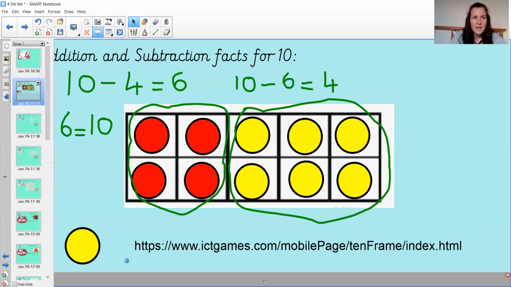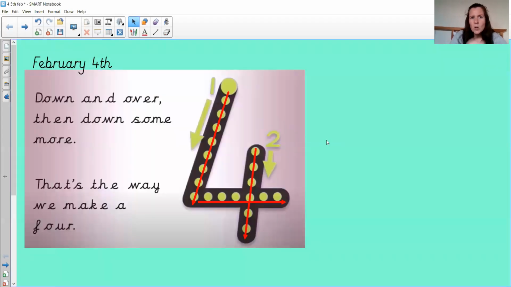So to start with, we are going to do some number formation, and today's number is going to be 4. Okay, so down, over, down some more. That's the way we make a 4. Down, over, down some more. That's the way we make a 4.